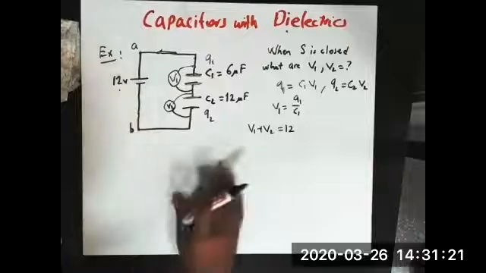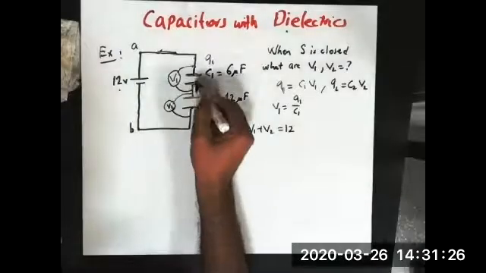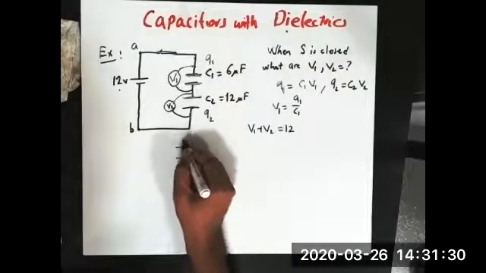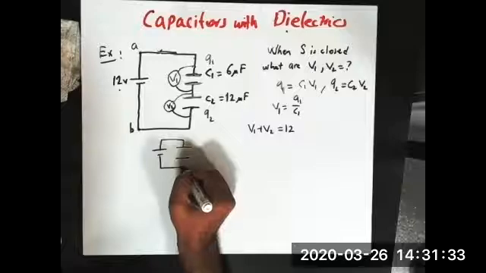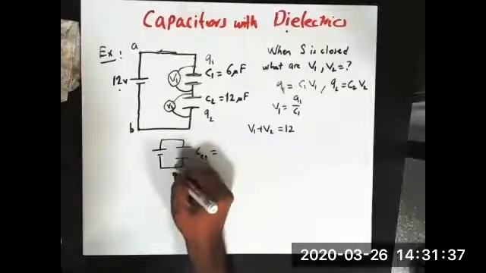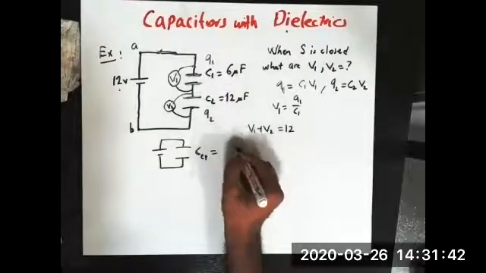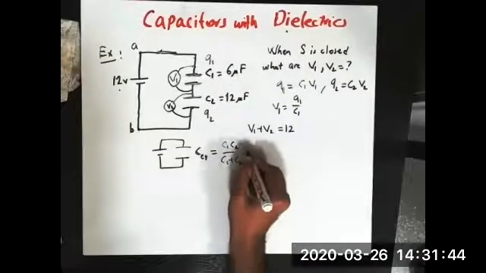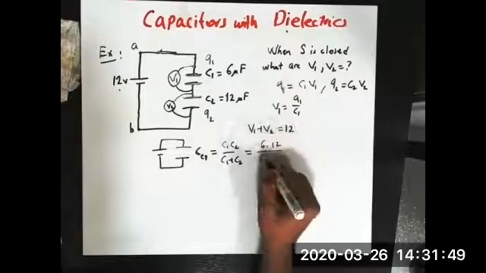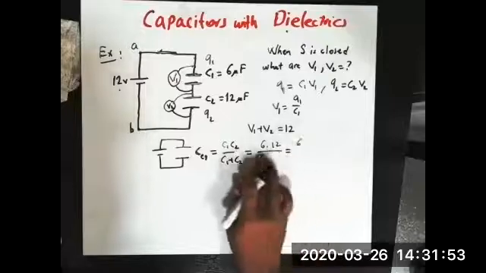I ask why. What we do is replace these two capacitances by an equivalent capacitance, which is connected to 12 volts. We know what the equivalent capacitance is. Because of the serial connection, it is C1 multiplied by C2 divided by C1 plus C2. This is 6 times 12 divided by 6 plus 12, and this is 18, right?